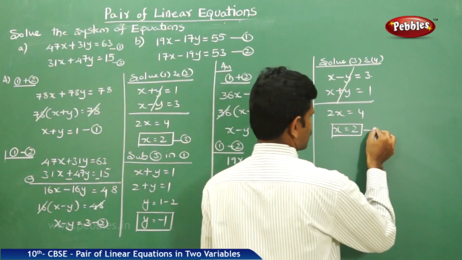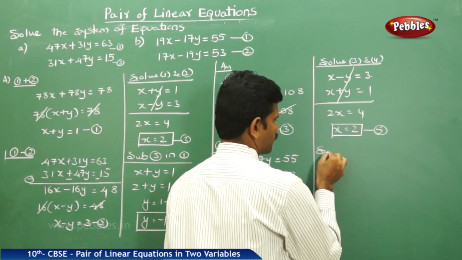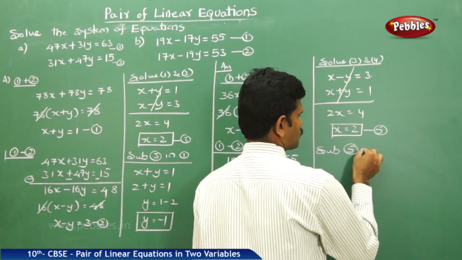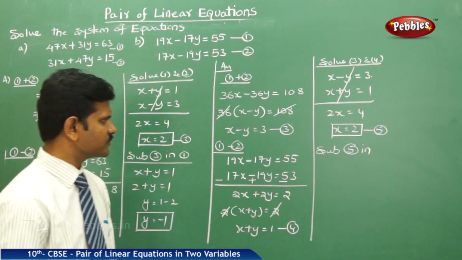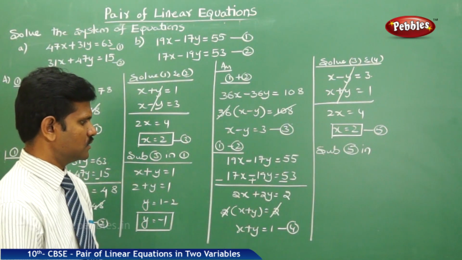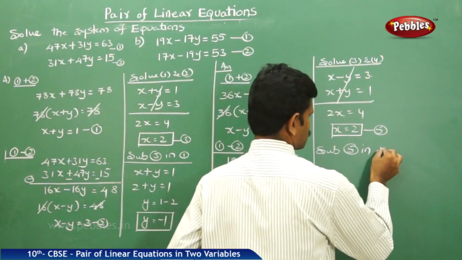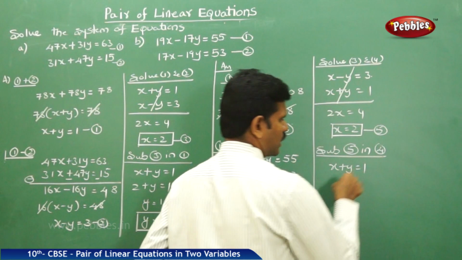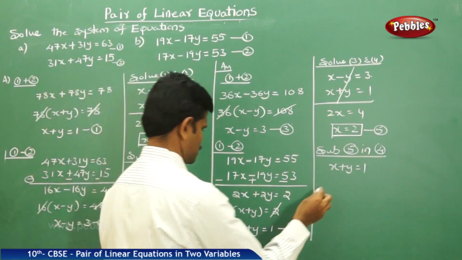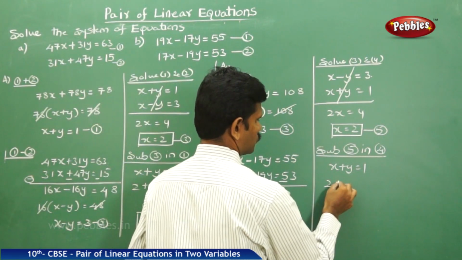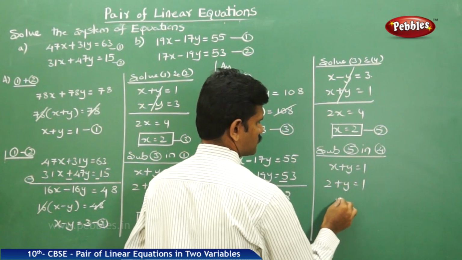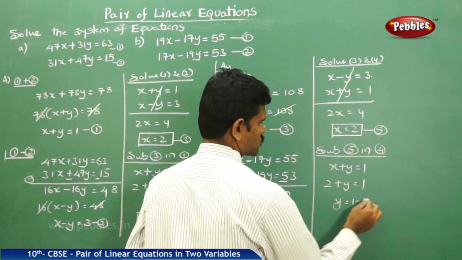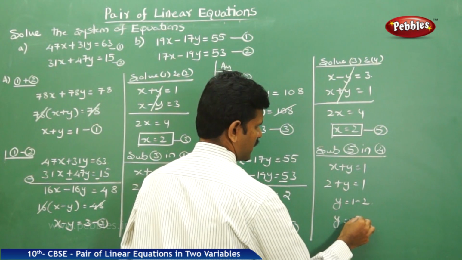Now this is equation 5. Substitute 5 in any of the above equations. That is, I want to substitute in 4, that is, x plus y is equal to 1. The x value is 2, so 2 plus y is equal to 1. y is equal to 1 minus 2. y is equal to minus 1.